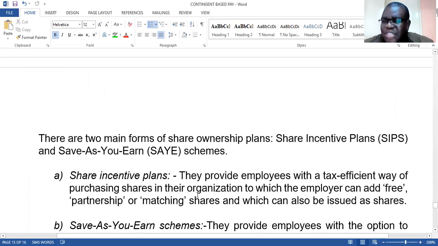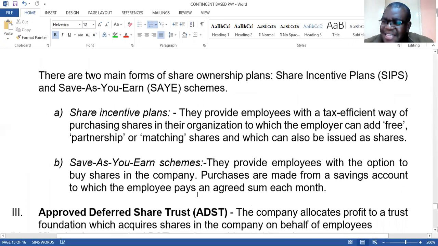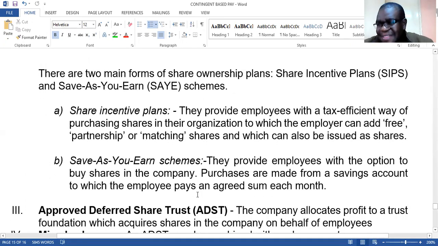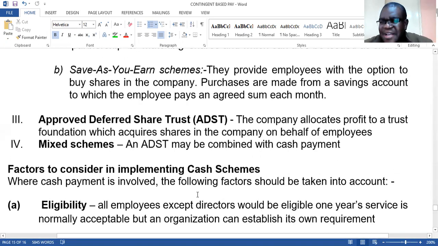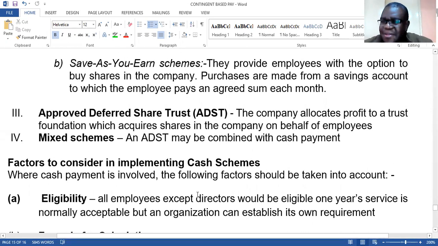When you roll out a share ownership scheme, you will give employees the option to maybe save their profit share in the form of shares. They become shareholders of the company, or as an incentive, once you've determined their profit share, you give them the equivalent in terms of shares of the company. When that is done, they become owners of the company and not just employees.